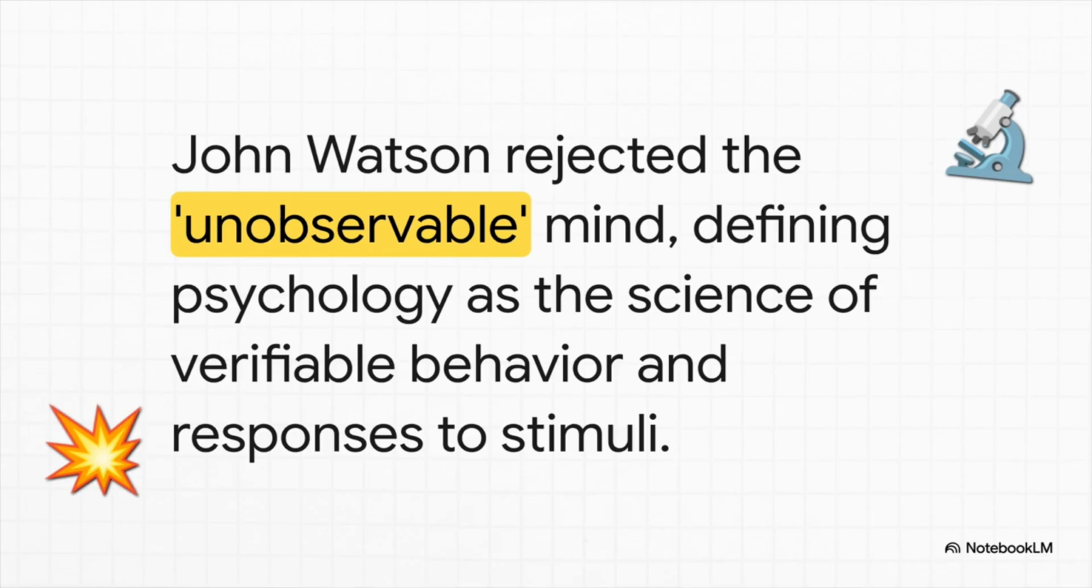Around 1910, a guy named John Watson looked at this whole debate about the invisible mind and basically said, enough of this. He argued that if psychology was going to be a real science like physics or chemistry, it had to study things you could actually see, measure, and verify. So he just redefined the entire field as the science of observable behavior, a world of stimulus and response. It was a massive game-changing shift.